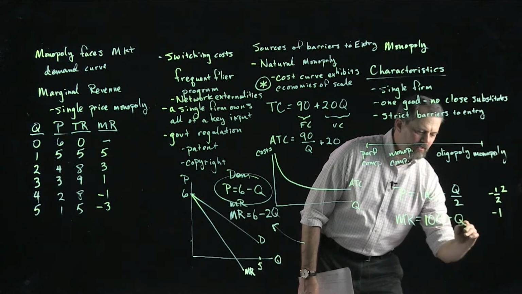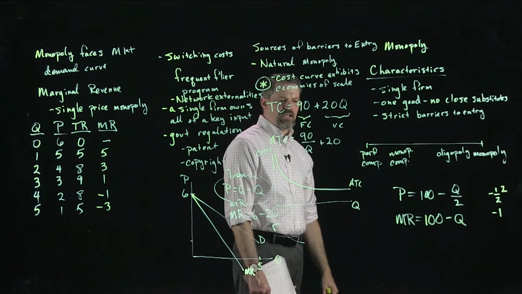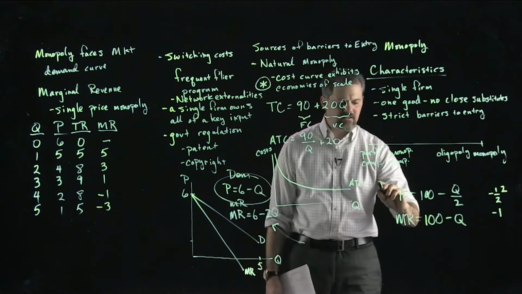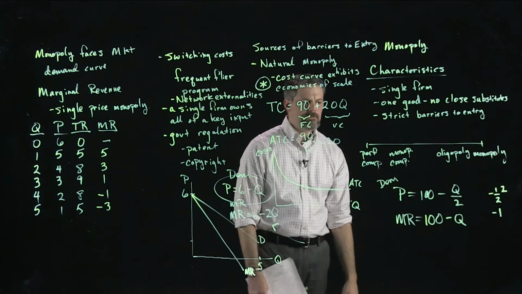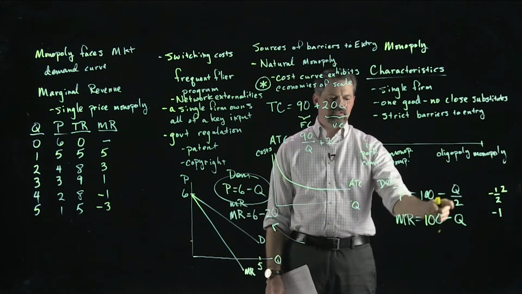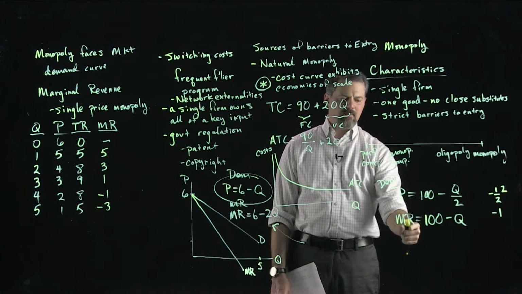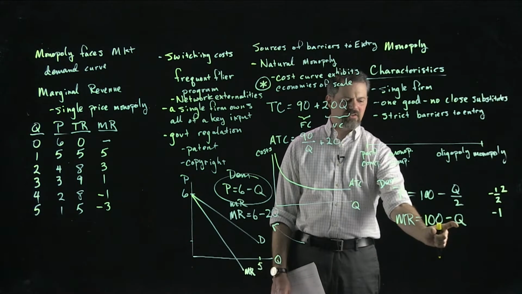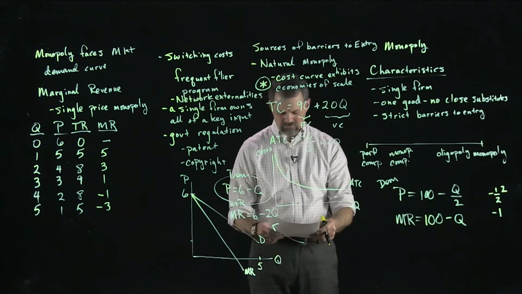So the slope of my marginal revenue curve is going to be -1. So here's my demand curve, inverse demand. Here's my marginal revenue curve. And again, that's the key to solving these problems, to be able to take the demand curve that I give you and come up with the marginal revenue curve, because the first thing that we're going to do is set marginal revenue equal to marginal cost.